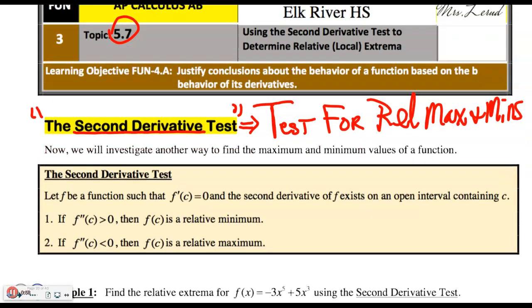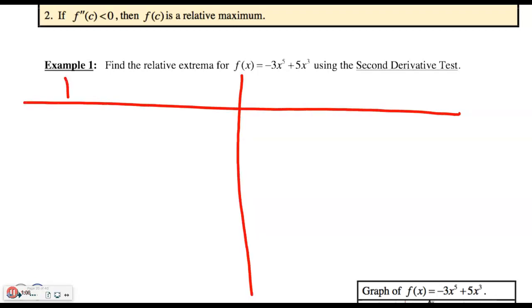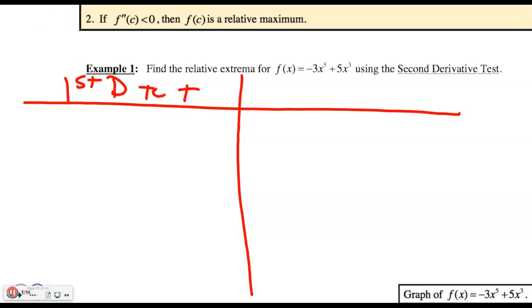I'll tell you how the test works in just a second, but on this first nice easy polynomial one, I want you to split it, and we're going to do the first derivative test over here. Pretend I can write the word test. And we're going to do on the other side the second derivative test. We will get pretty much the same answers. They're both for finding relative maxes and mins. They both start out the same way, okay?